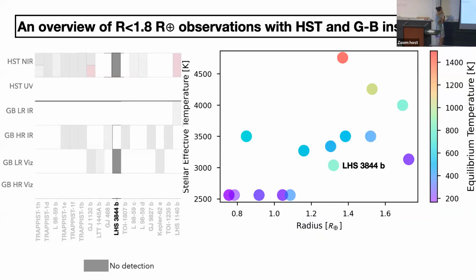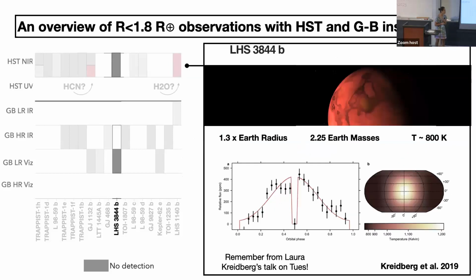And so now we're going to move to LHS 3844b, which I think is another interesting system, because so far we've really only been talking about transmission spectra observations of these systems. And LHS 3844b was a phase curve. I think Laura talked about eclipses and phase curves on Tuesday, which is great. So you learned about these different types of observations.